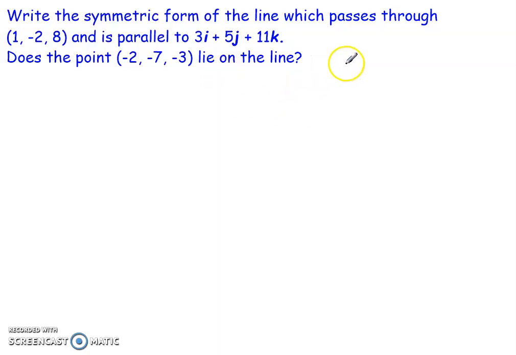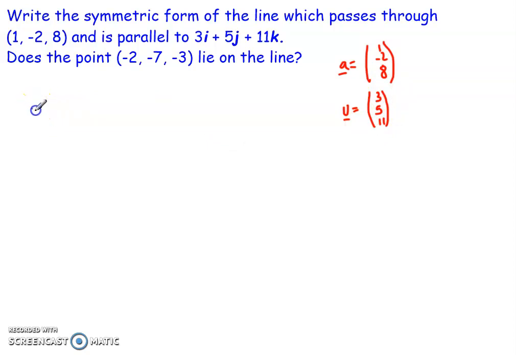So what we're able to say is that our point upon the line, the position vector of our point along the line, which was A, is given by (1, -2, 8). And the position vector of our direction, which was u, is going to be given by (3, 5, 11). So what we're able to do is just directly substitute in.